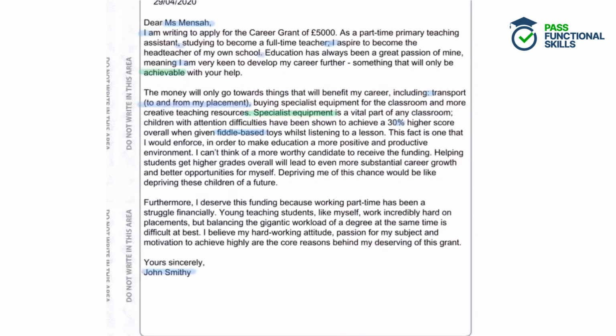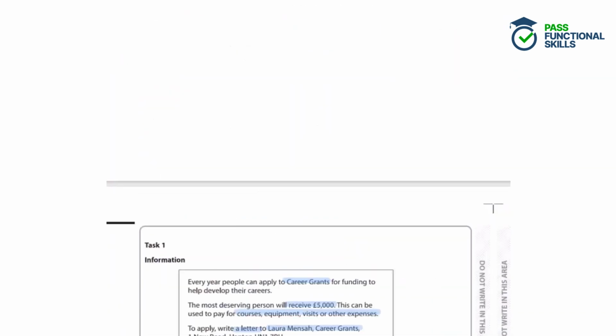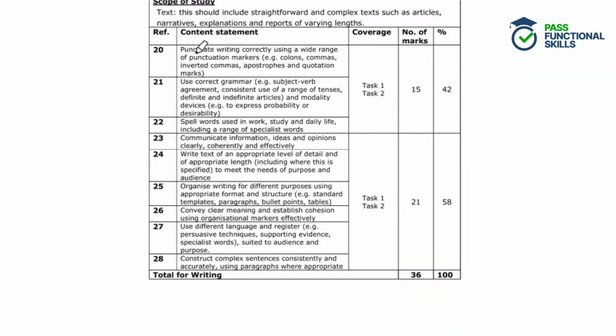So now we've spoken about punctuation, grammar and spelling. If we have a quick look at the mark scheme, we can see that those 3 points, punctuation, grammar and spelling, altogether make up 42% of your marks. So that's nearly half of your marks overall. So you really need to be making sure that you know how to use correct grammar, you can spell words correctly, and you're using punctuation accurately and consistently.